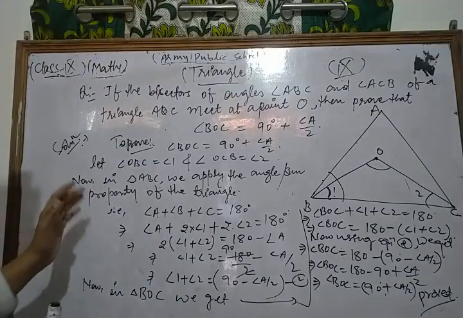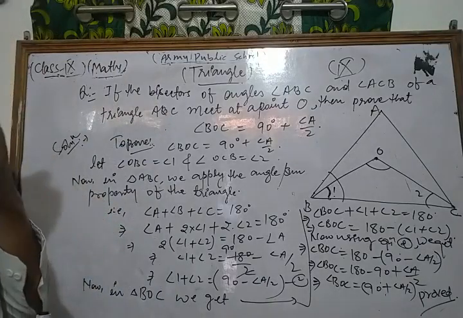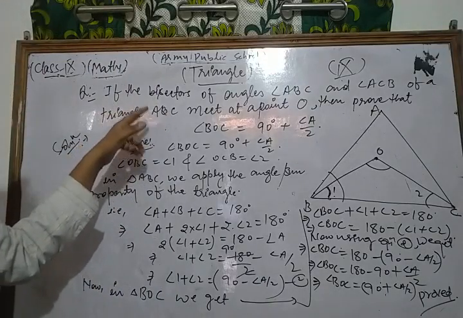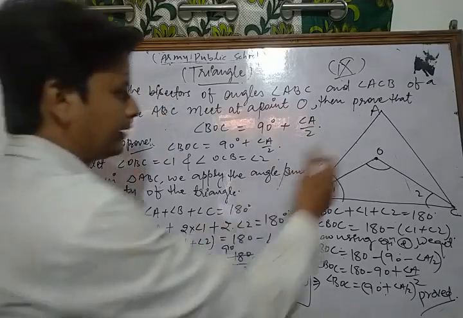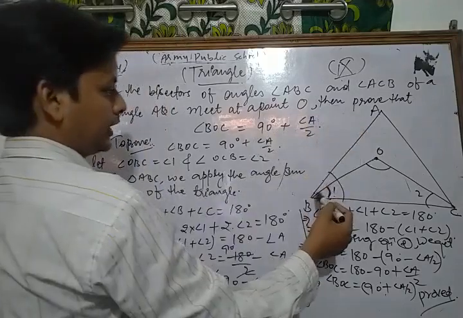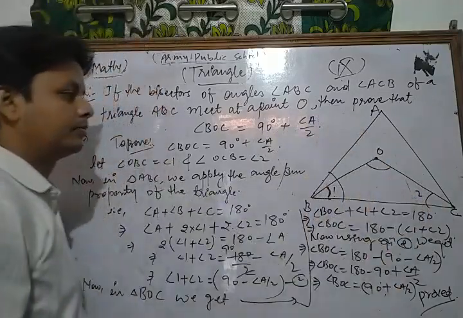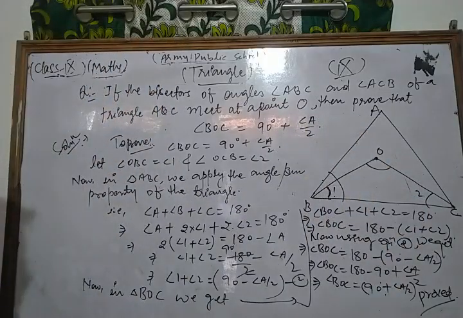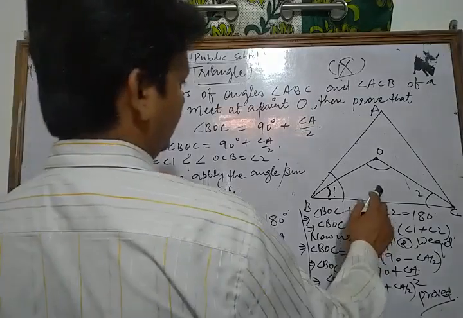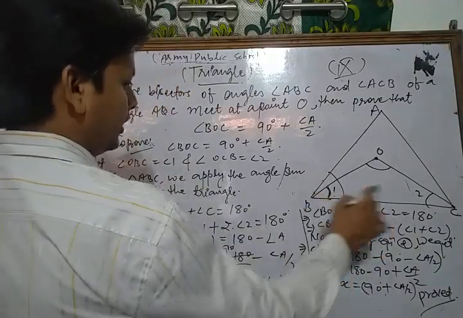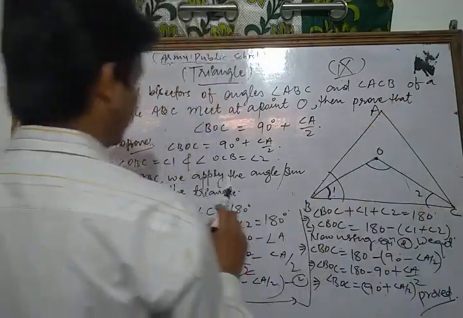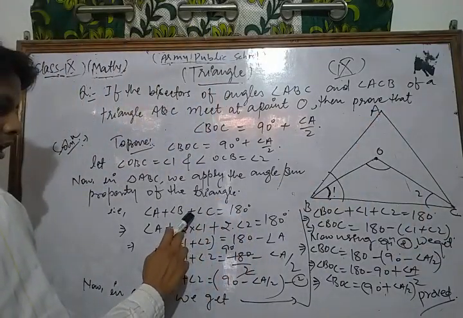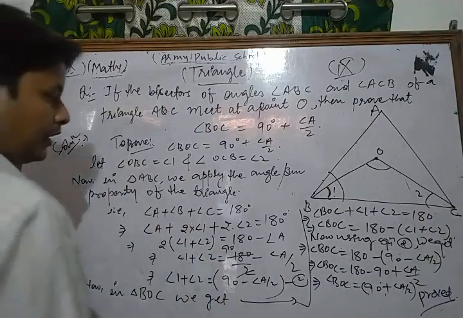Dear friends, in that question, let's see, once more we discuss. If the bisectors of angle ABC and angle ACB meet at a point O, we have to show that angle BOC is equal to 90 degree plus half of angle A. From there, it is clear that we take 1 and 2, and first of all in triangle ABC we apply the angle sum property, which is this.